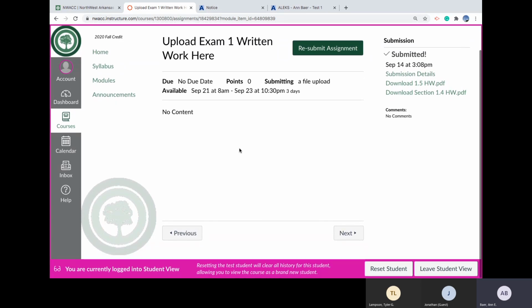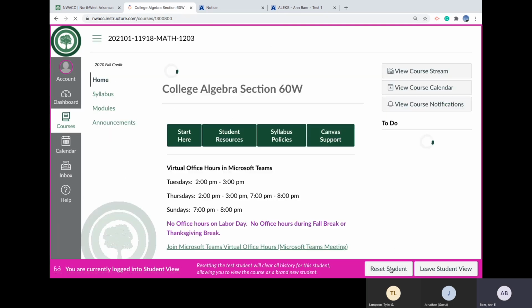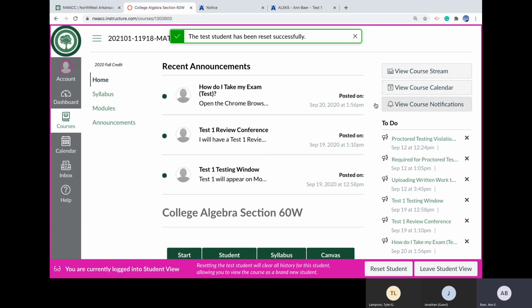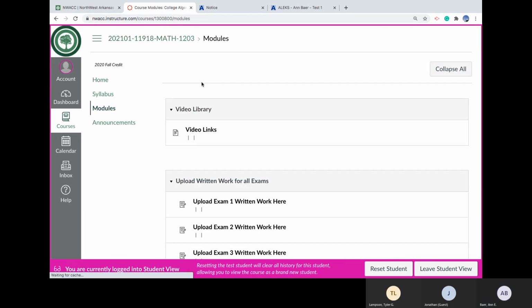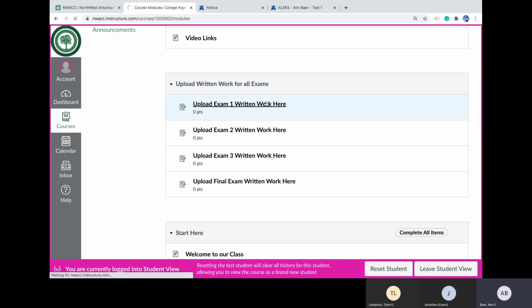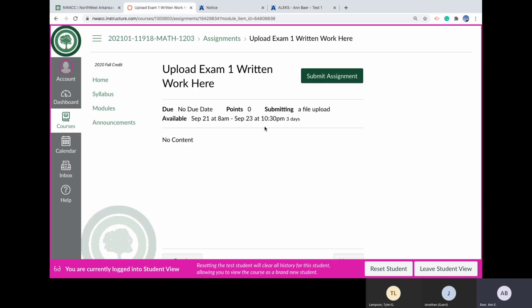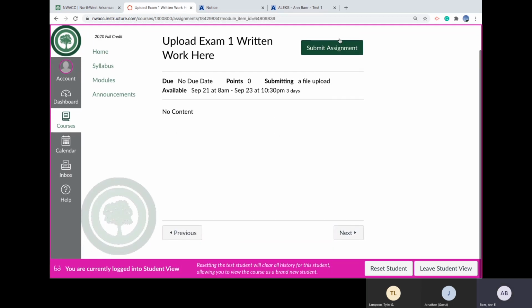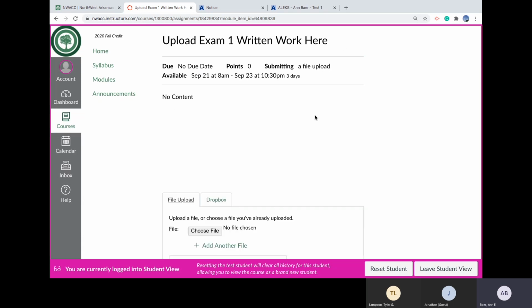And we have already started this. And maybe I didn't reset the student. Let me just try to reset the student here. I was playing around here. So let me do this one more time. Go to modules and see if we can see how this works. Oh, submit assignment. So if you go up here to submit assignment, what happens?